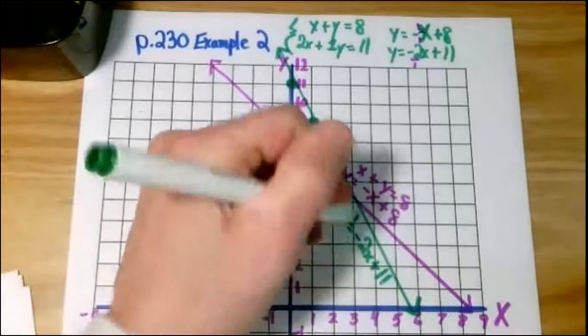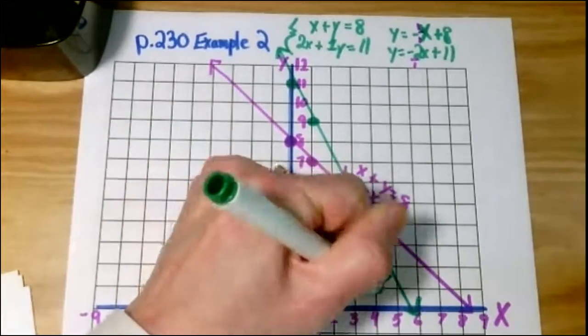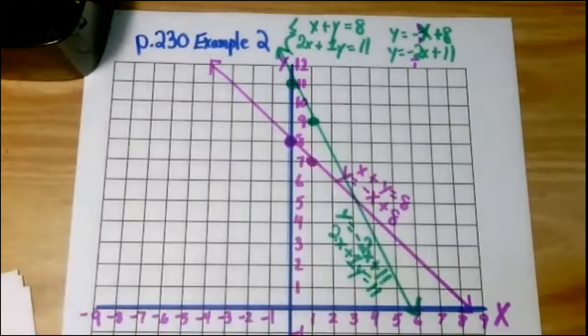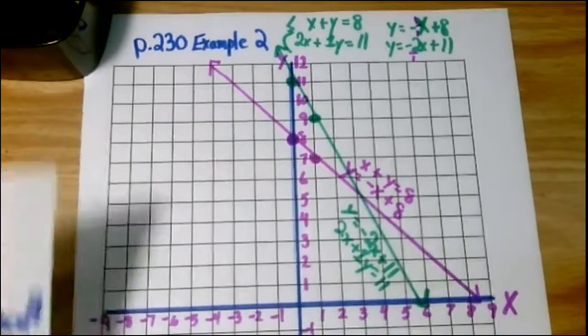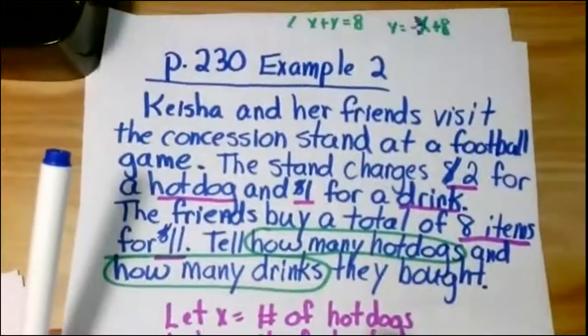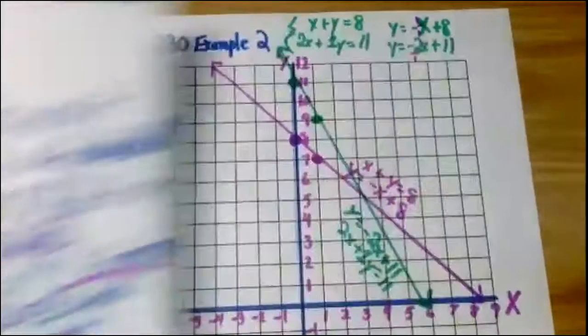Or if we want to write it in standard form, it's 2x plus 1y equals 11. Same thing, written differently. So now our solution to our word problem, again, what was our word problem wanting us to do? Let's go look at that for a second. How many hot dogs and how many drinks that they bought?